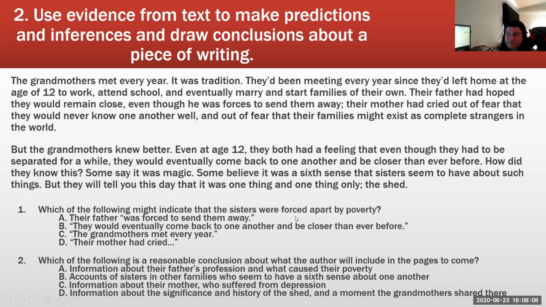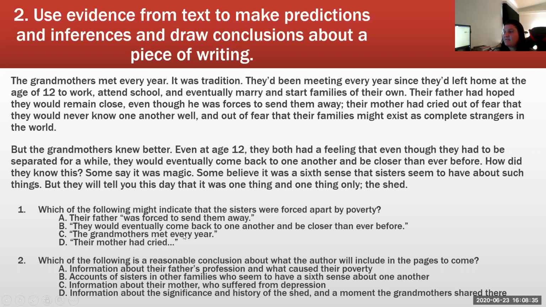Well, let's see. The strongest piece of evidence to suggest that the family was too poor to care for the young girls is option A. He was forced to send them away. Option B, they would eventually come back to one another and be closer than ever, is an effect from the cause that they were forced apart.